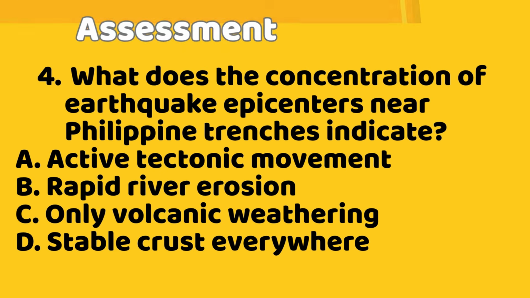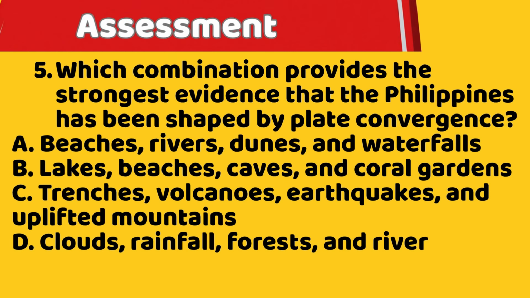Number 5. Which combination provides the strongest evidence that the Philippines has been shaped by plate convergence? A. Beaches, rivers, dunes, and waterfalls. B. Lakes, beaches, caves, and coral gardens. C. Trenches, volcanoes, earthquakes, and uplifted mountains. Or D. Clouds, rainfall, forest, and river.